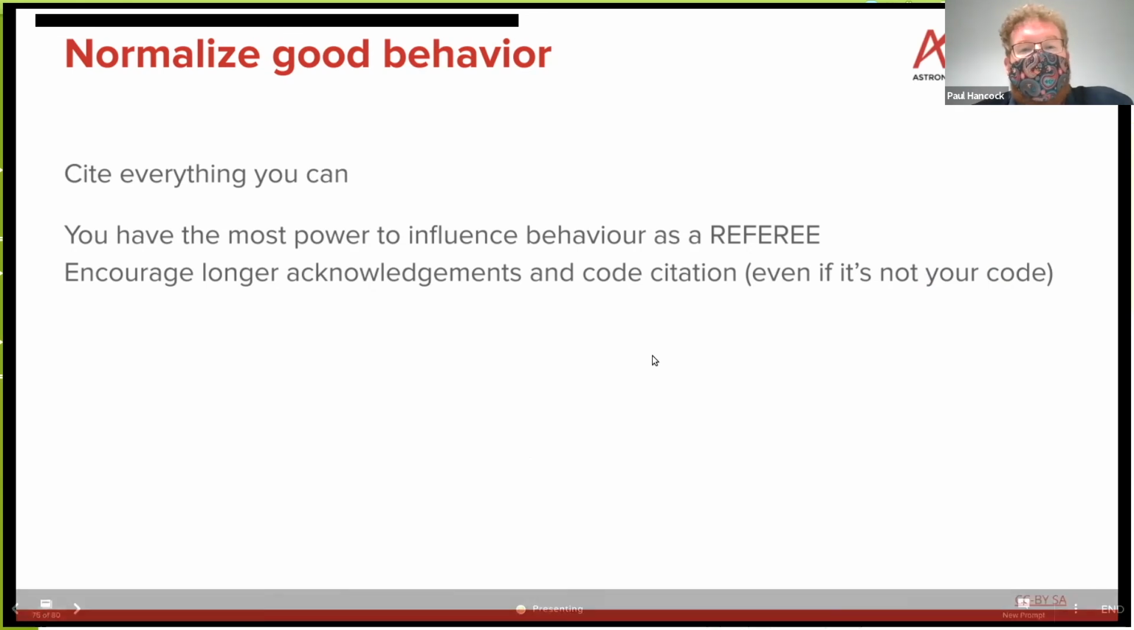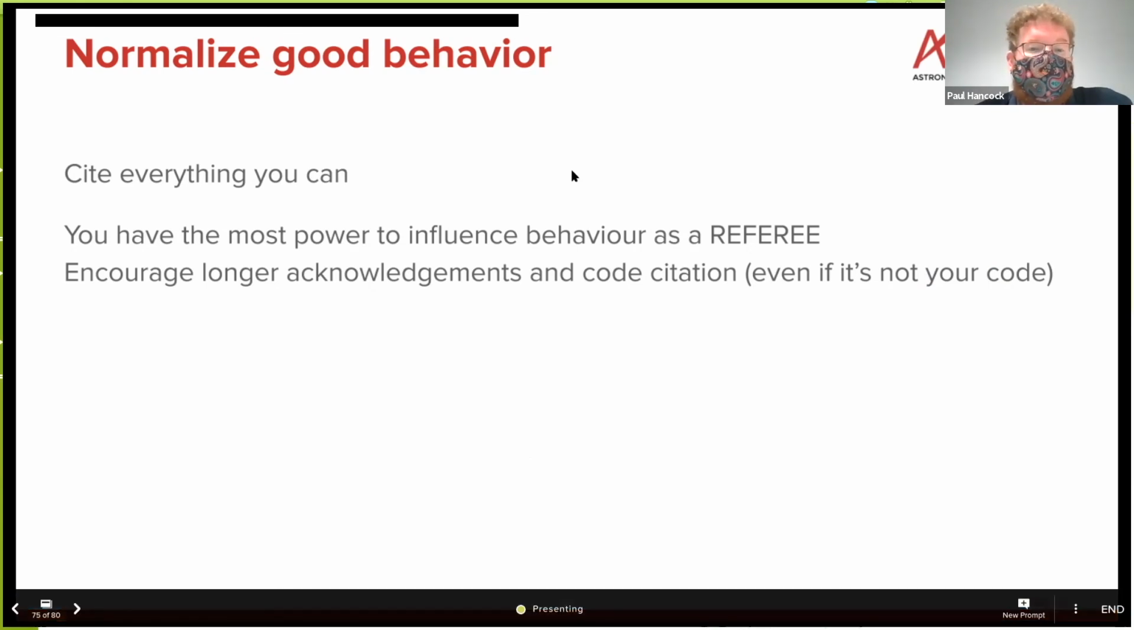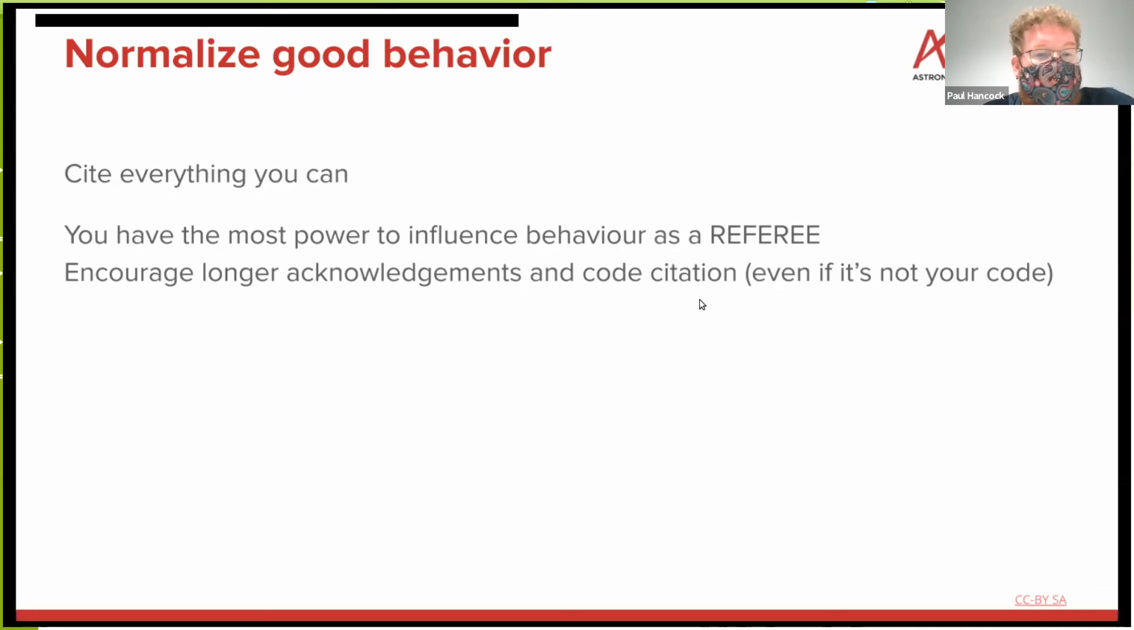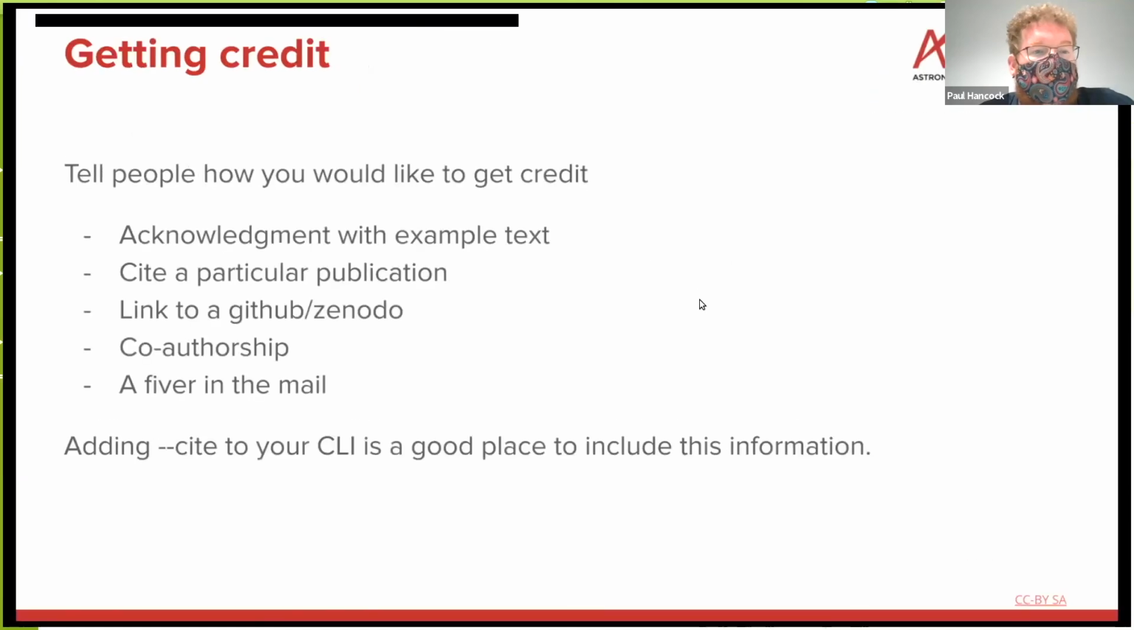When you are a referee of a paper, you have the most influence on this behavior. So encourage people to have longer acknowledgement sections and to cite the code that they've used. Of course, if it's your code, you want them to cite it, but even if it's not your code, encourage people to cite code more often. That will give more support to people who write code, allowing them to continue to write more and better code in the future.